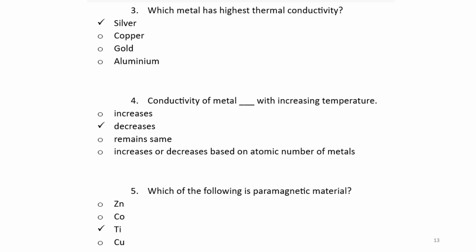Next question is, which metal has highest thermal conductivity? Your options are silver, copper, gold, and aluminum. So silver is the one which has highest thermal conductivity as well as electrical conductivity.